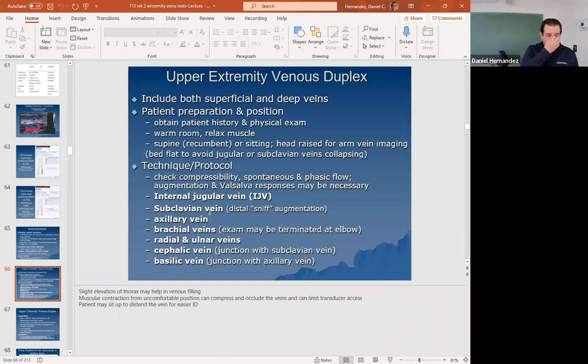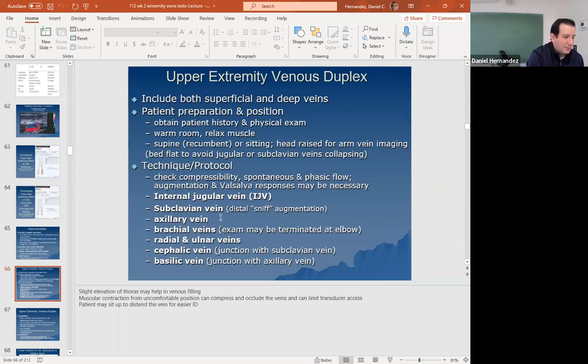We then transition to imaging the axillary vein. The axillary vein then transitions into the brachial veins. And we compress again. We do compression of the internal jugular. We do compression of the axillary. We don't typically do compression of the subclavian, so that's where our 2D and color Doppler imaging, as well as our pulse wave imaging, become critical. We continue again with compression for axillary and brachials.